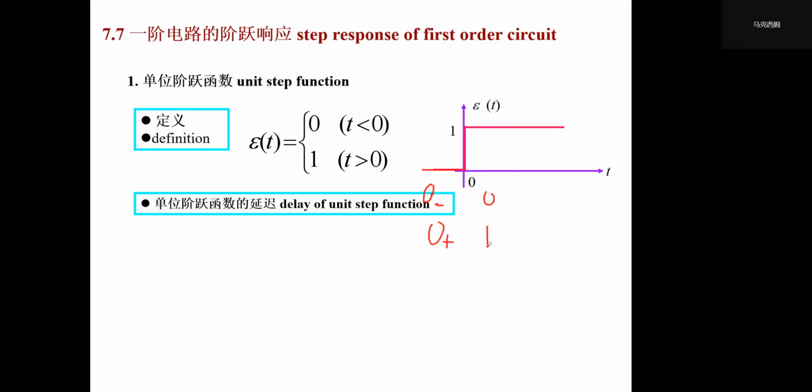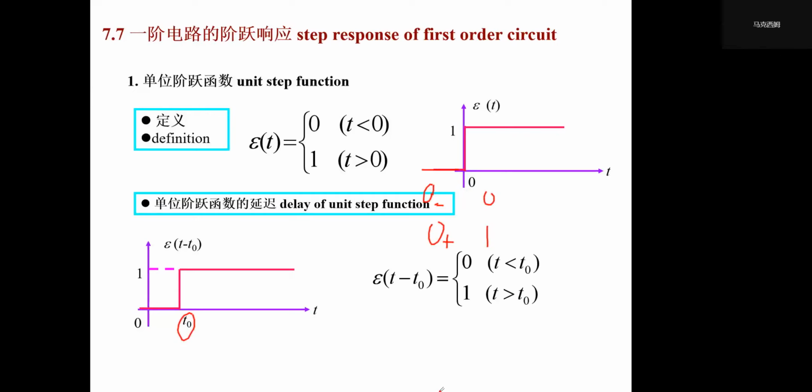And we can talk about the delay of the unit step function. We can do it at any other time, so time t0 like this. So we could dismember it into two unit functions combined together. So we can still write it like this: t is smaller than t0 and larger than t0.